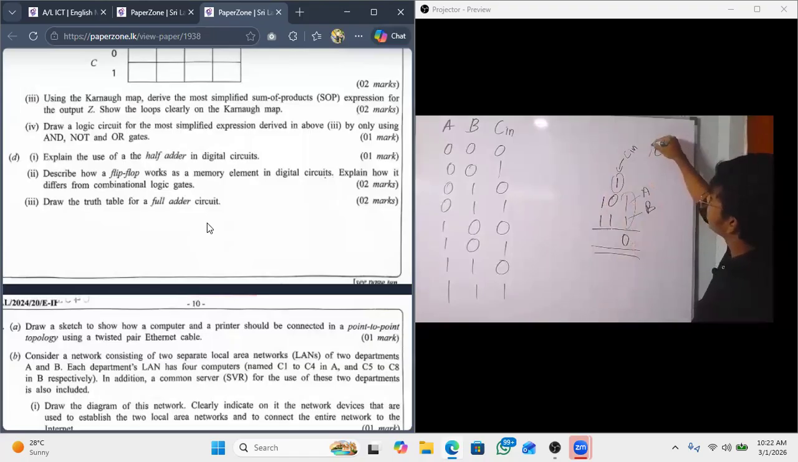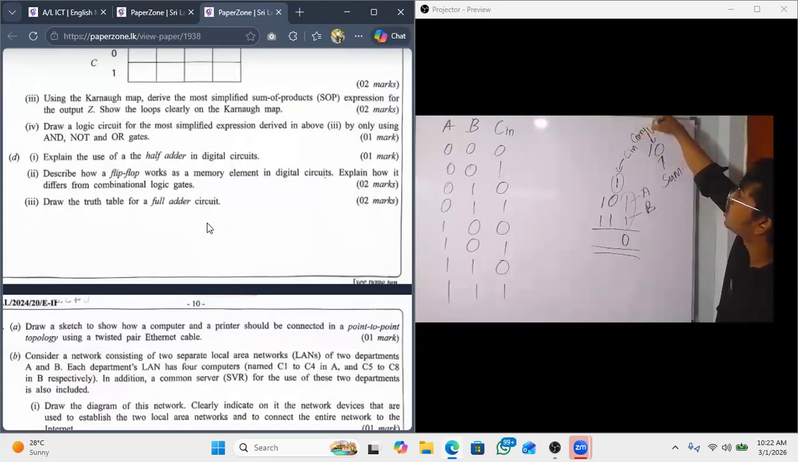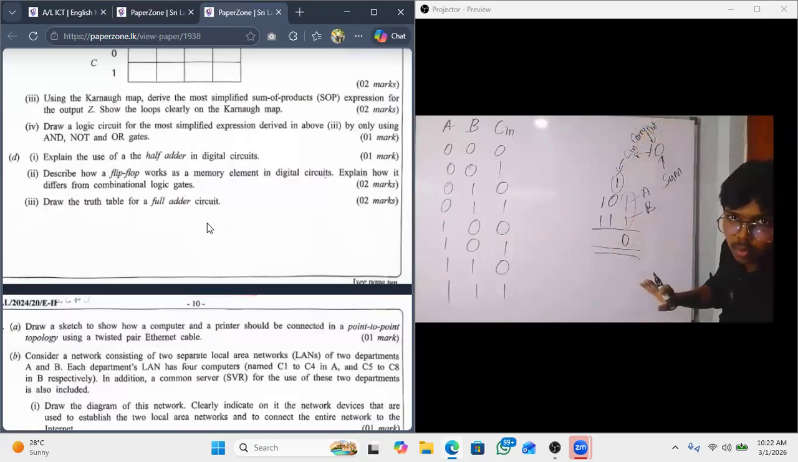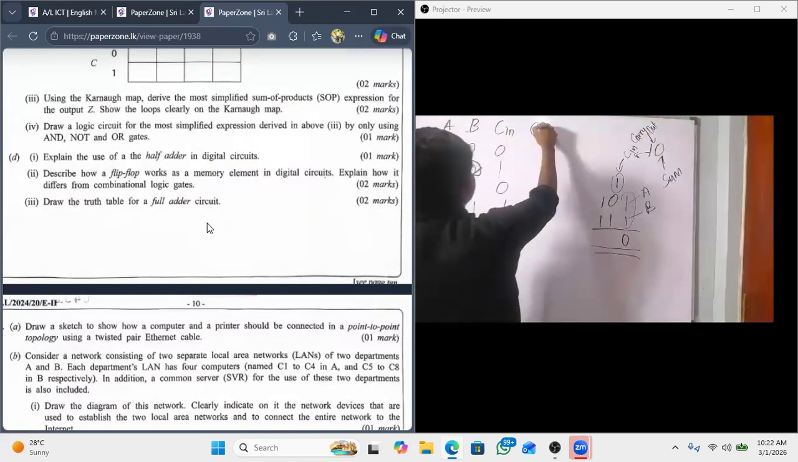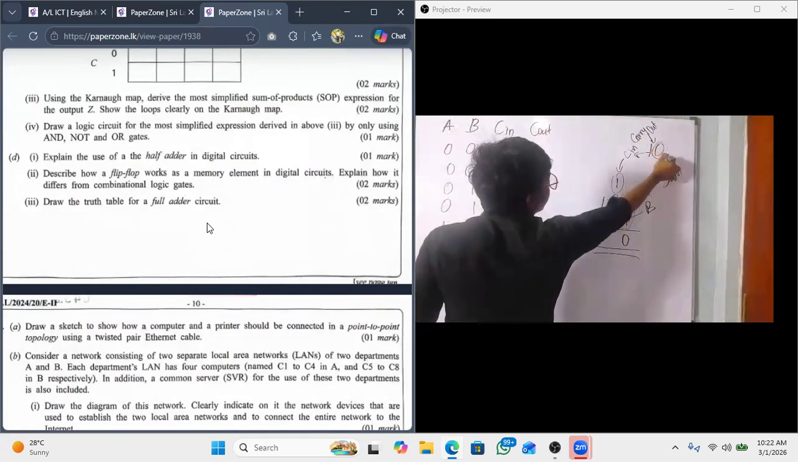So this is your sum. This is your carry out. And that carry out became a carry in for this. I will teach this next week even more clearly. For now, just the rough idea. So that means you should have a carry out and the sum. This is the sum. This is the carry out.